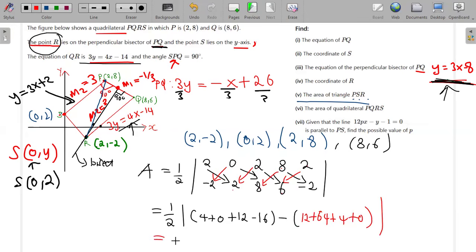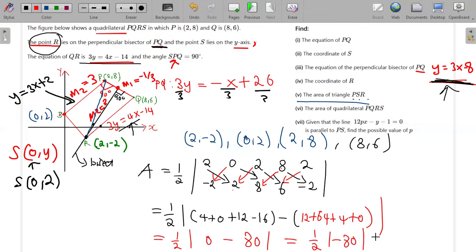Okay, so I'm just going to have 1 over 2 modulus, and then this here will be 12 minus 16, I get minus 4, plus the 4, I get 0. Then minus, on the other part, I'm going to get 12 plus 4, that would be 16. Okay, and then that 16, I add it to 64. I'm going to get minus 80 like that. So this will just be 1 over 2 and then minus 80.